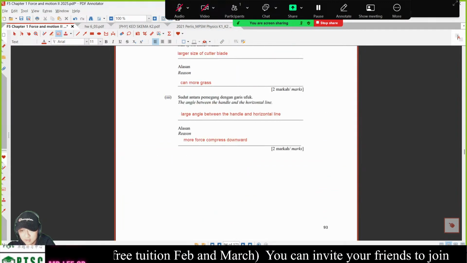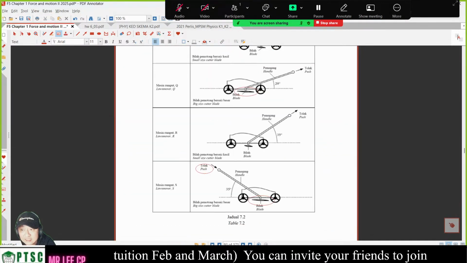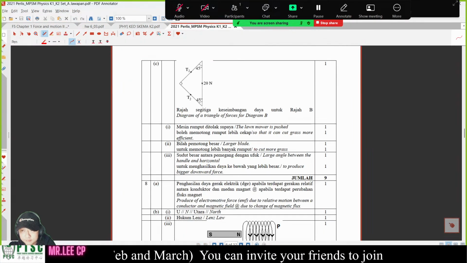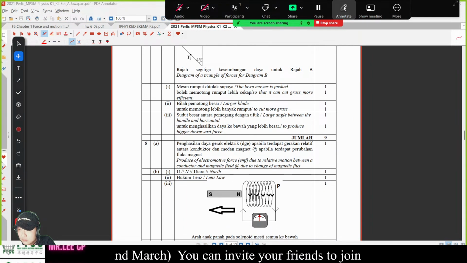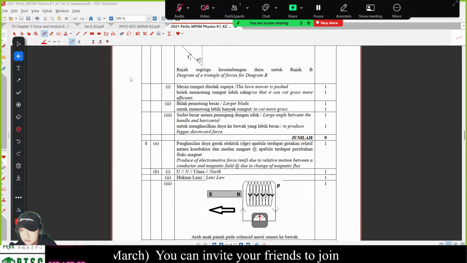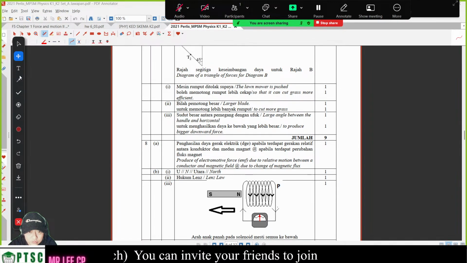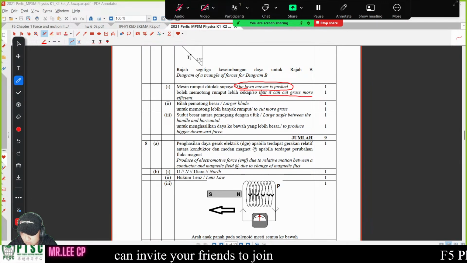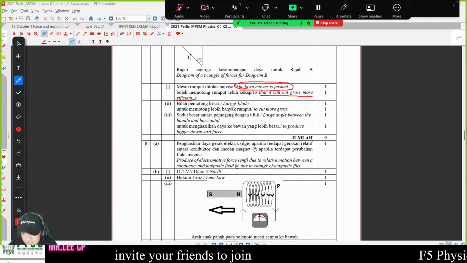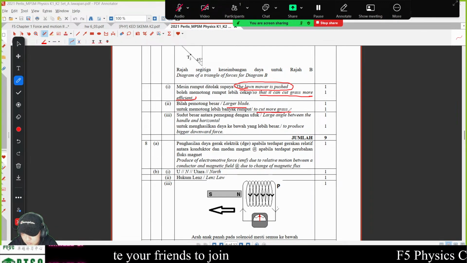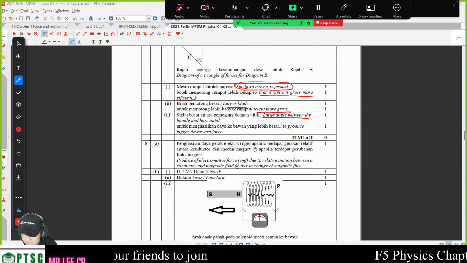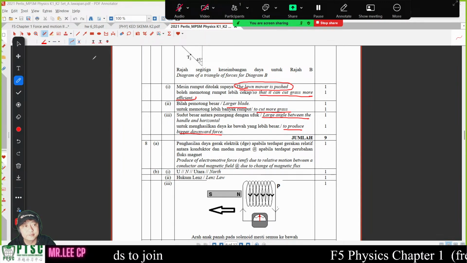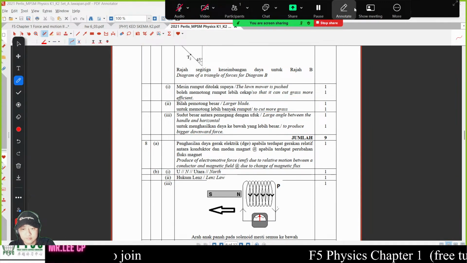Right. So we look at the answer. This one push. Right, lawnmower is push. Okay, so it can cut more grass effectively. A larger blade can cut more grass. Right, larger angle to produce more force downward. Okay, same. Is that okay for you?